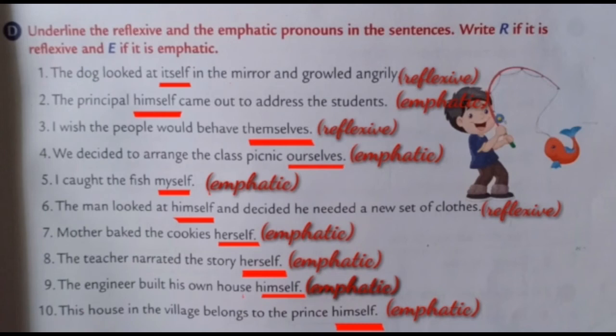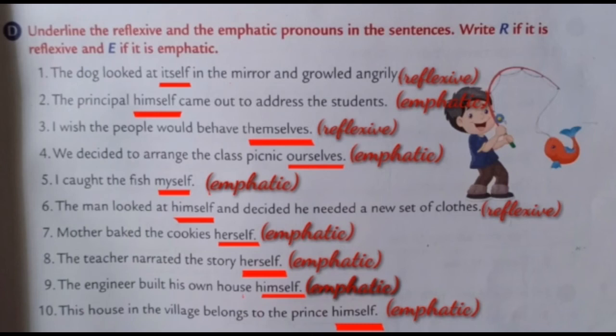What kind? Reflexive. Fourth one, we decided to arrange the class picnic ourselves. Here, the answer is ourselves. What kind? Emphatic. Fifth one, I caught the fish myself.